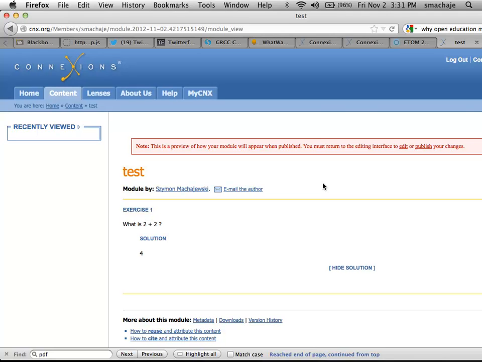I would say that this is a process where first you need to be very comfortable with consuming OER.